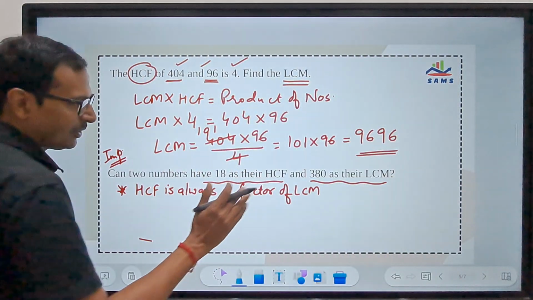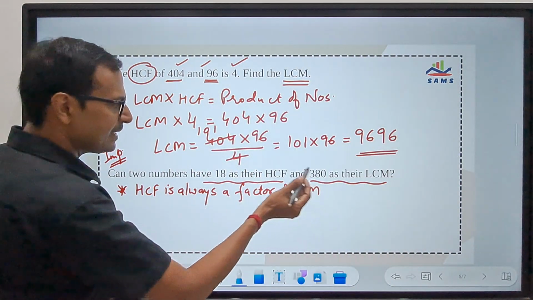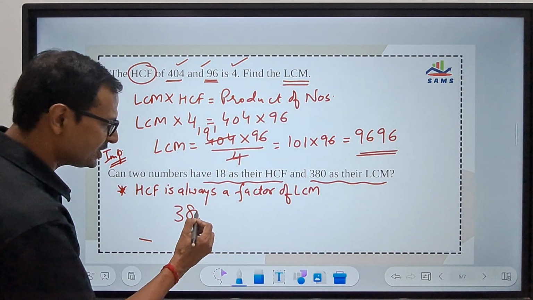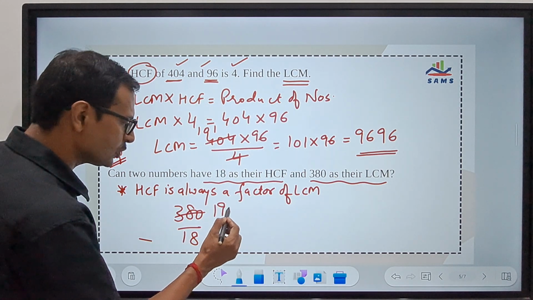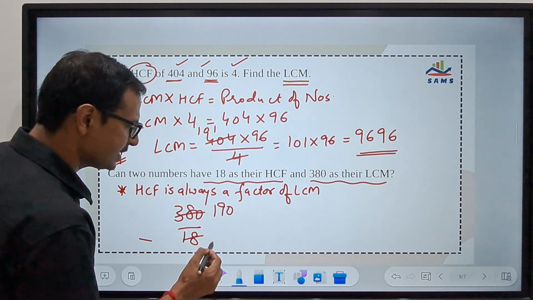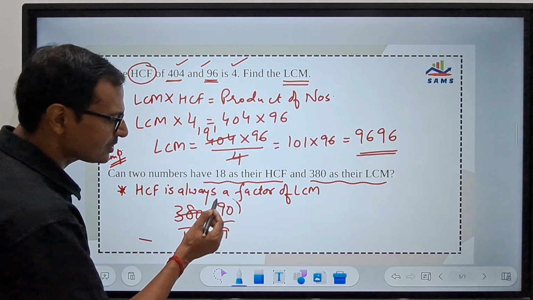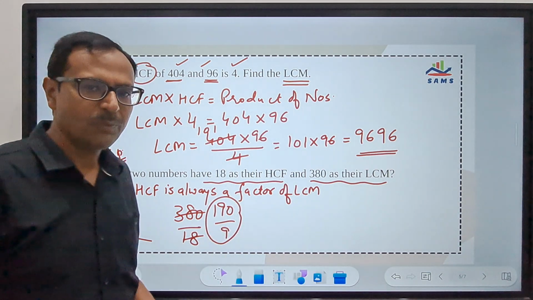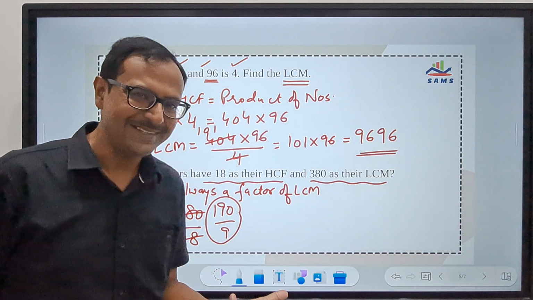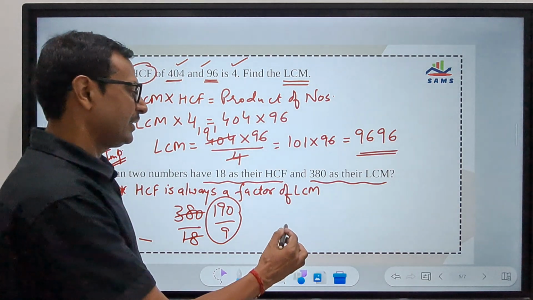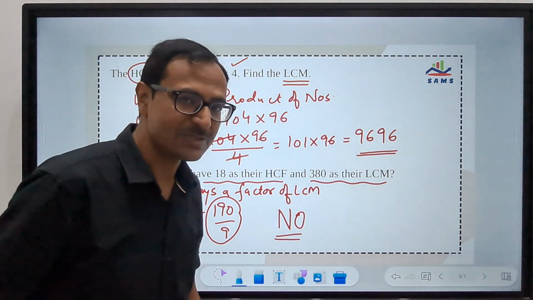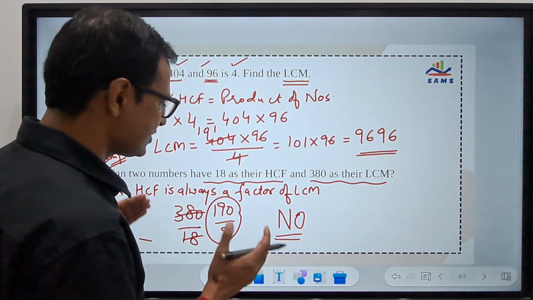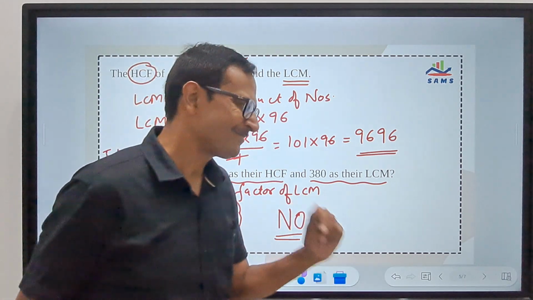So let's check whether 380 is divisible by 18 or not. I think there is a common factor 2, so this becomes 190 and this becomes 9. And now there is no other common factor. 190 is not divisible by 9, right? And therefore the answer to this question is no. Because HCF is not dividing the LCM, this is not possible.